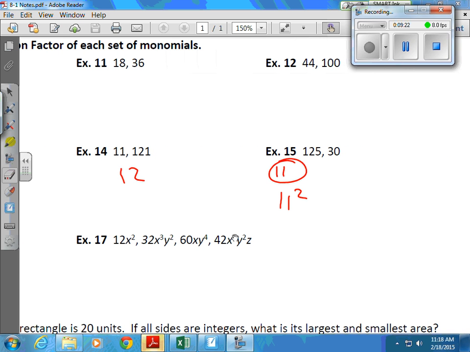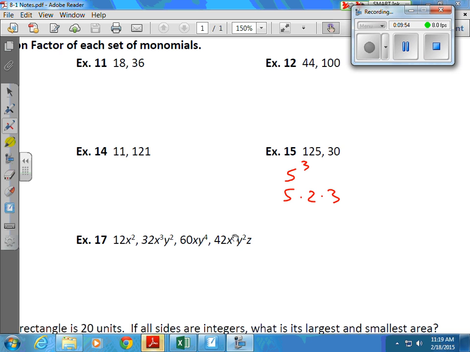What about 125 and 30? Five goes in. So let's break it down. 125 is the same as 5 times 25, which is the same as 5 times 5 times 5, so it's 5 to the third. 30 is 6 times 5, which is 5 times 2 times 3.